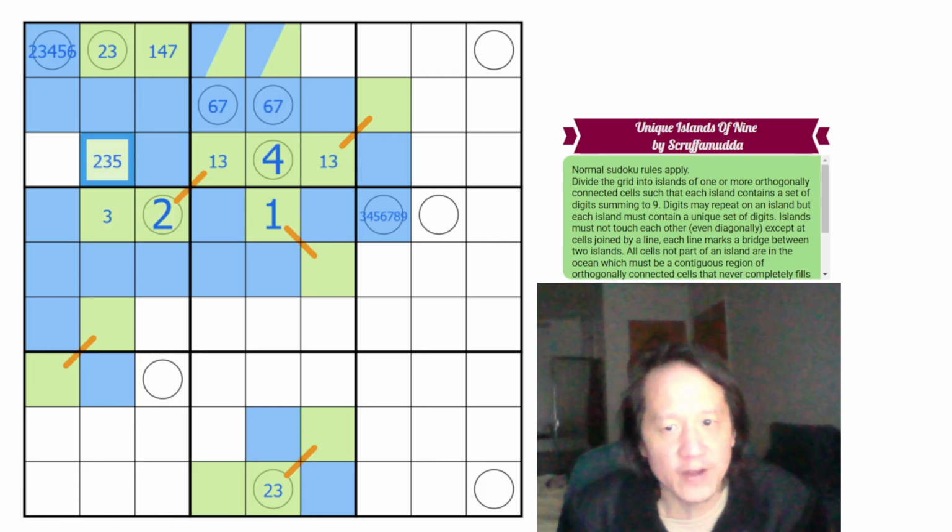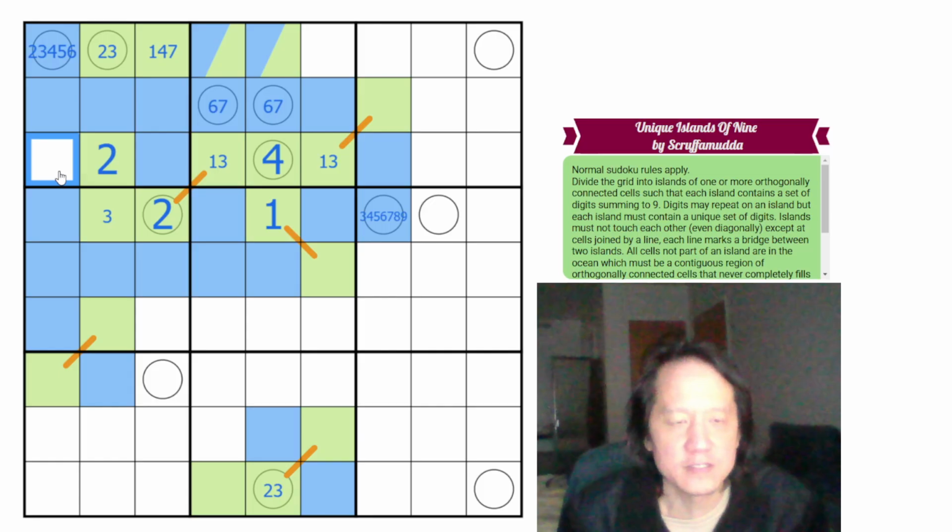So this cannot be 5 anymore. This has to be either 2, and it cannot be 3. Therefore, this must be 2. So this is 2 and 2. What if it adds this? What's the minimum there? It has to be 5. 2 and 5, 2 already adds up to 9. 3, that doesn't work. So this cannot be an island. This has to be ocean.